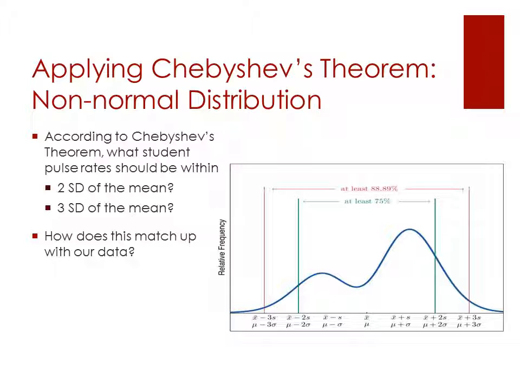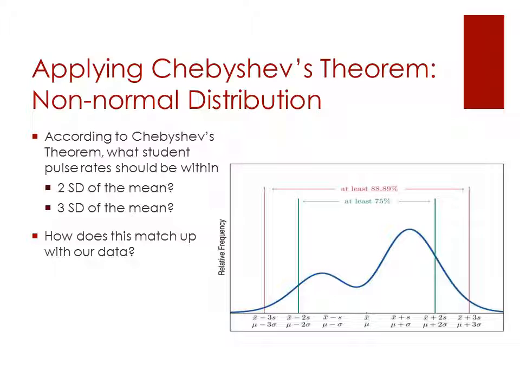Chebyshev's theorem says that we should have at least 75% of the class pulse rate data within 2 standard deviations of the mean, and at least 88.89% within 3 standard deviations of the mean. Now notice a couple of things about Chebyshev's theorem. Again, the shape of the distribution is non-normal, with some variation from normal in some manner. Notice also Chebyshev's does not make any predictions about values within 1 standard deviation. It only looks at 2 standard deviations and 3 standard deviations.